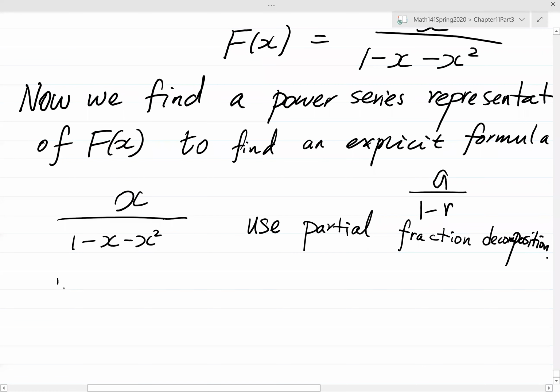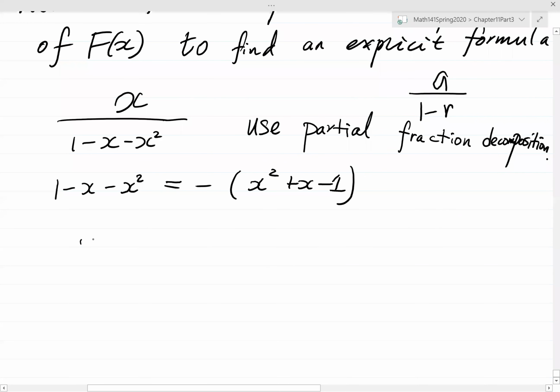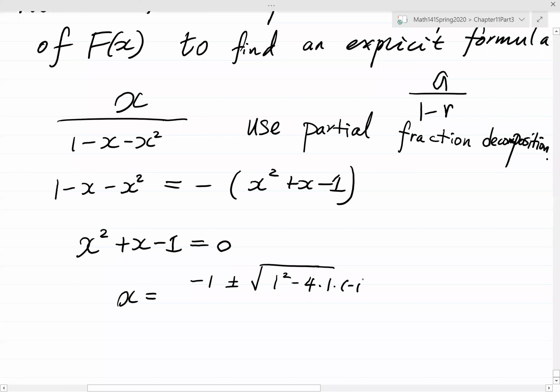Now we factor 1 minus x minus x squared. So this is negative times x squared plus x minus 1. If you factor this, you can find its two roots: x squared plus x minus 1 equals 0. Then you find its roots using the quadratic formula: negative b plus or minus the square root of b squared minus 4ac, so it's 1 squared minus 4 times a is 1 times c is negative 1, over 2a. So you get negative 1 plus or minus root 5, over 2.